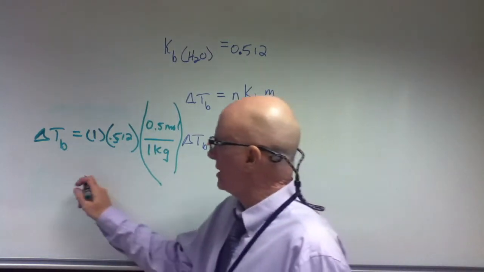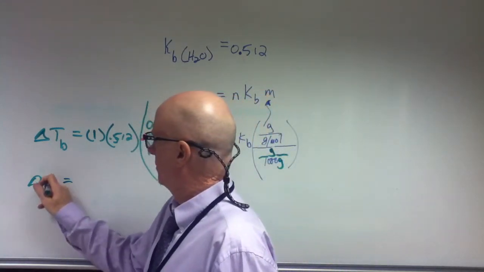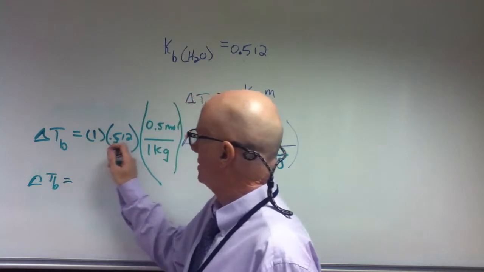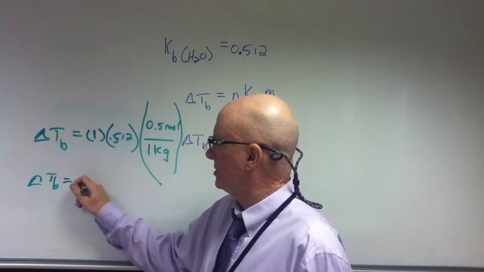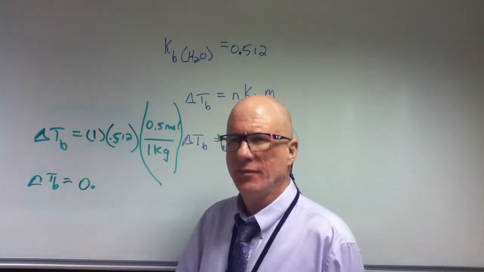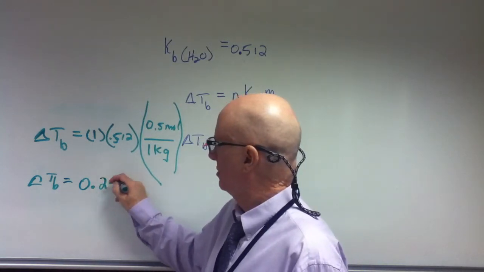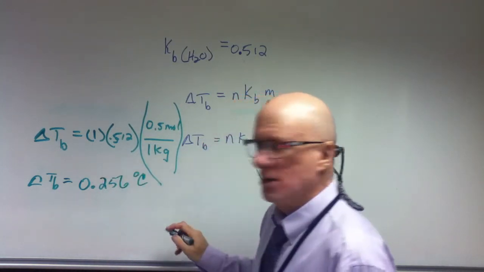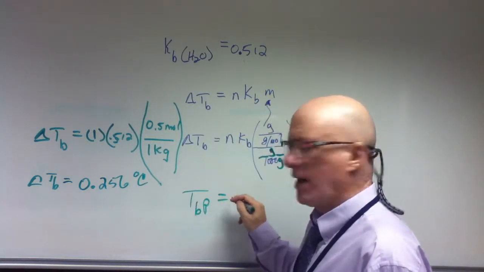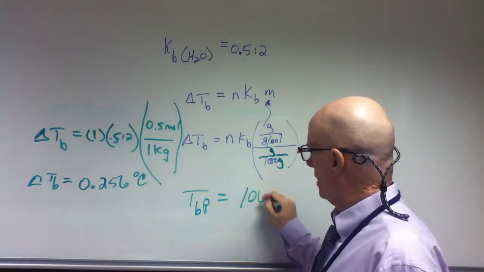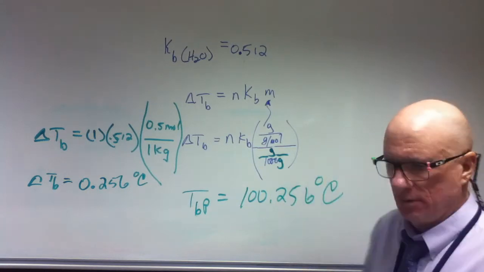What's the elevation going to be? What's 1 times this times that? It's going to be 0.256, in degrees Celsius. So what's the new boiling point going to be? 100.256. The boiling point will be 100.256 degrees Celsius.